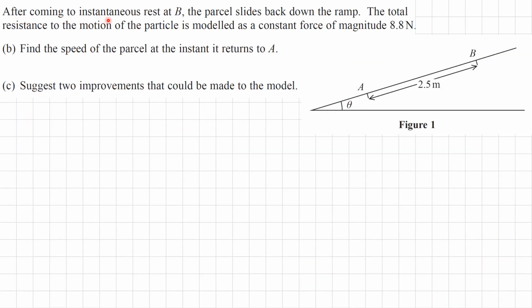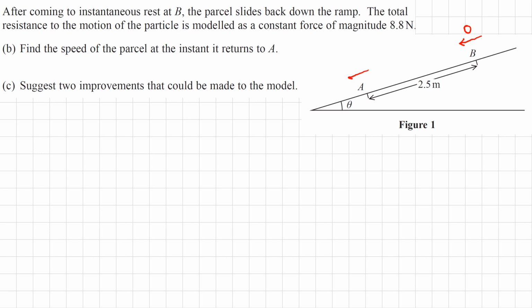After coming to instantaneous rest at B, the parcel slides back down the ramp. The total resistance to the motion of the particle is modelled as a constant force of magnitude 8.8 newtons. Part B, find the speed of the parcel at the instant it returns to A. So we have at B, it basically slides down from rest, so that velocity is 0.